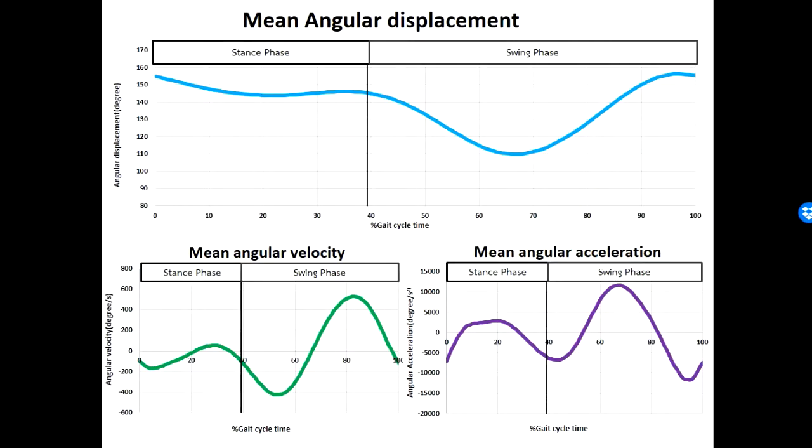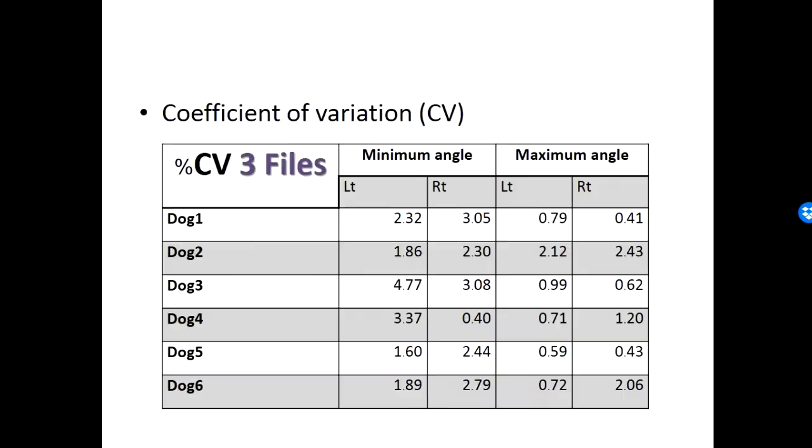According to our data, the mean angular displacement, angular velocity, and angular acceleration of 6 normal dogs were calculated and plotted as shown. Let's move to the discussion. As I mentioned earlier, the coefficient of variation from 6 trials is less than 10%, which is reliable. This is the coefficient of variation from the first 3 trials, and as you can see, it's still less than 10%. So we suggest that collecting only 3 trials should be enough for routine gait analysis.